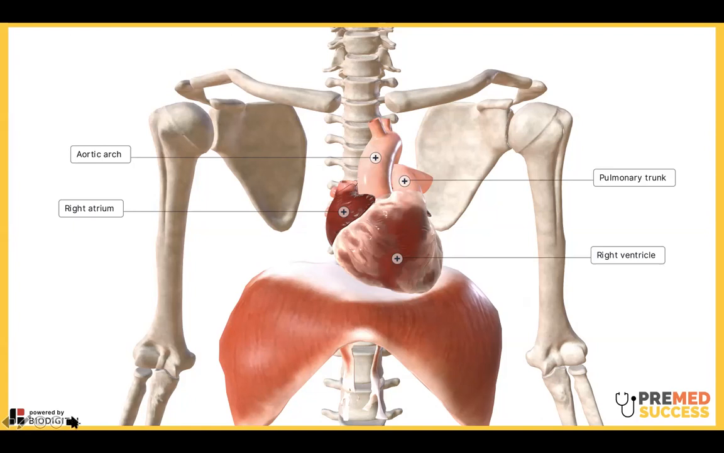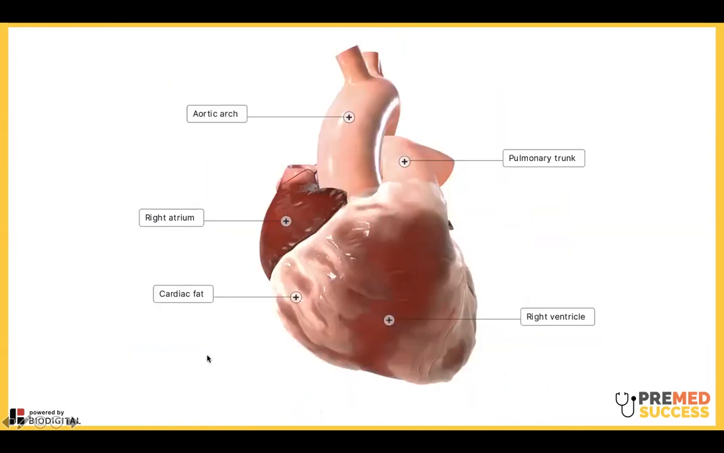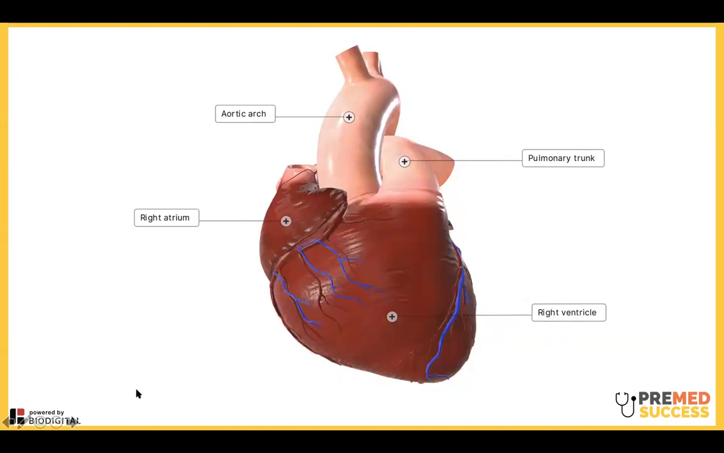So now if we take a closer look at the heart, we can see that it's covered in this protective layer of cushioning cardiac fat. And then if we remove this cardiac fat, there we go, we can expose the underlying coronary arteries and veins, which I'm sure you're familiar with.